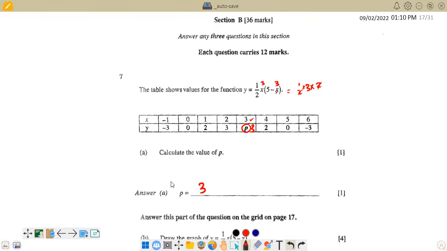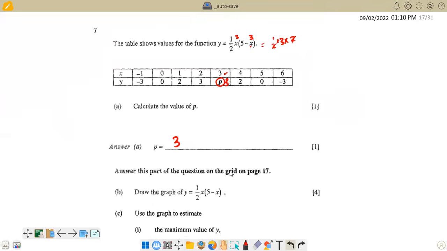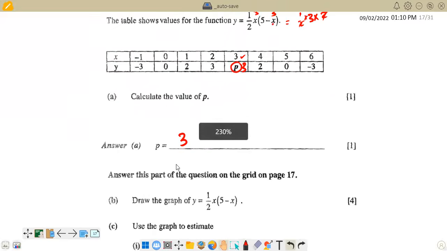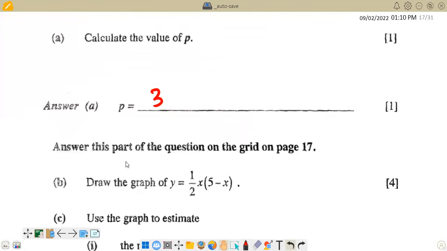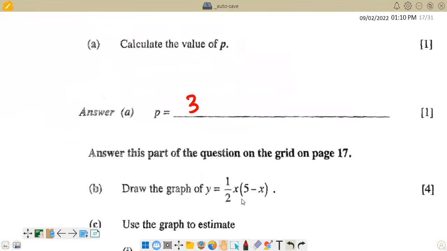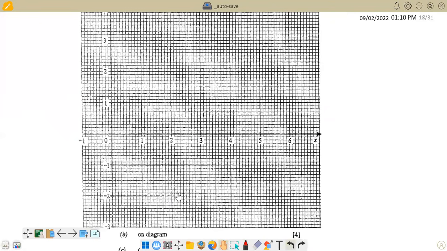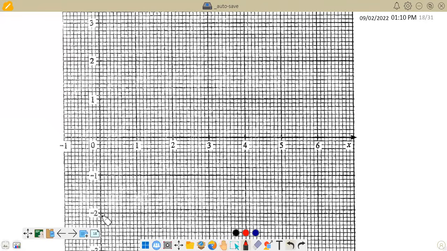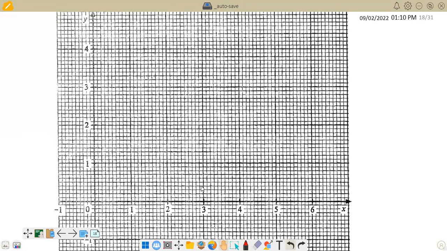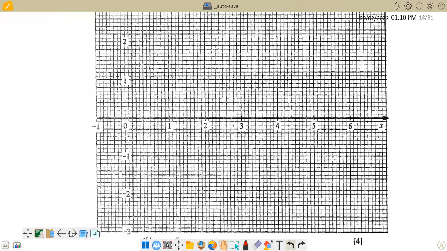Then answer this part of the question on the grid on page 17. All right, so what are you answering? The first part on number b is to draw the graph. To draw the graph, we need the points that we are given, so you need to mark the points according to the scale. Let us first analyze the graph and see how it looks. So this was our graph. You need to analyze your graph according to your x: what is the scale being used? It's 2 centimeters to represent 1 unit. On the y, again, it is 2 centimeters to represent 1 unit. So this scale was fine. Take note, this is your x-axis here, and this is your y-axis.